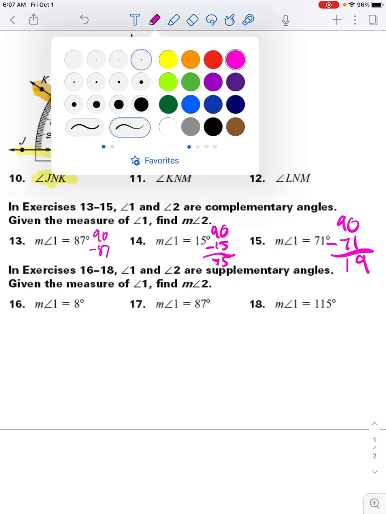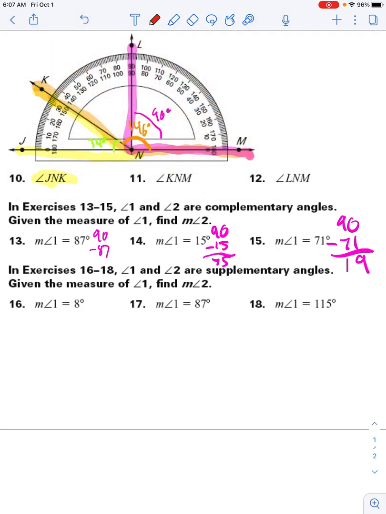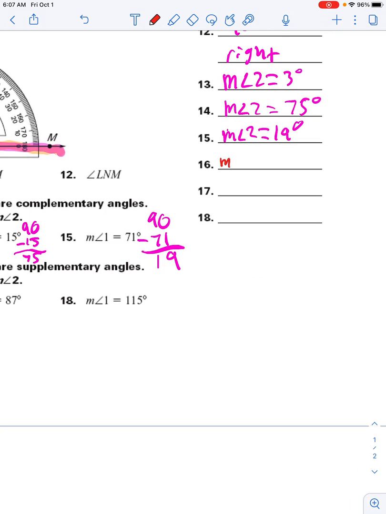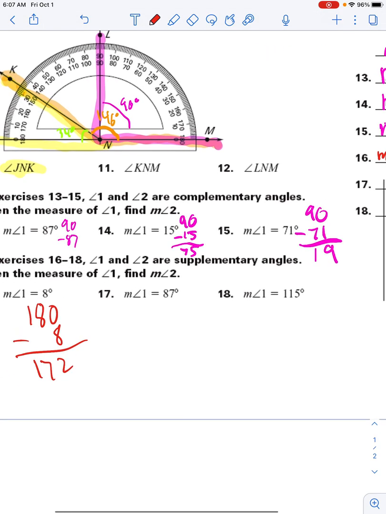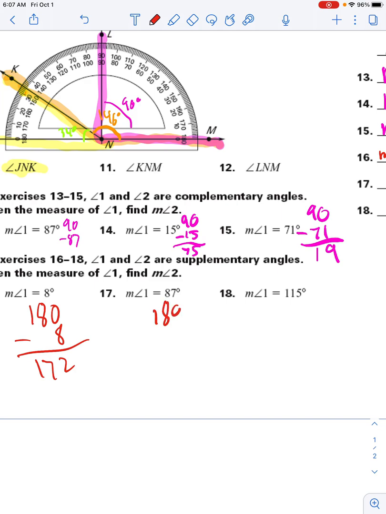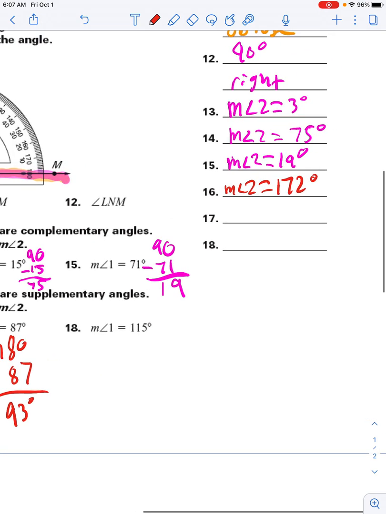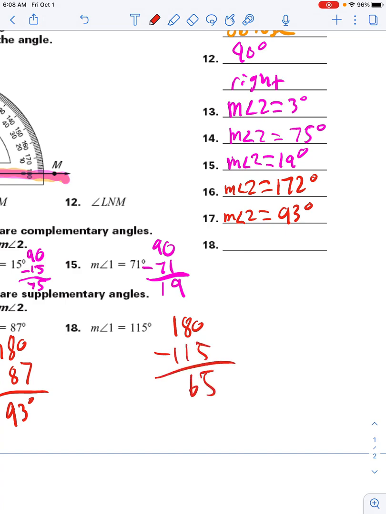Supplementary means it adds up to 180 degrees. So again, if I have a first angle of only 8, then that means I'm going to have left over 172 degrees. 180 minus 87 is going to give me 93 degrees. And 180 minus 115 gives me 65.